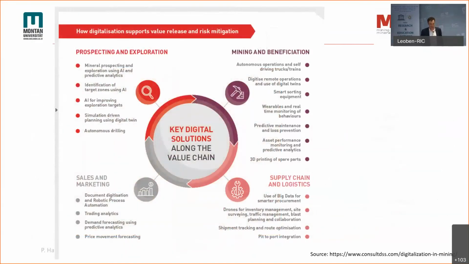This is another graph taken from literature. It's mainly showing where we can implement digital solutions along the value chain. And for us as mining engineers, I think this part here on top would be the most interesting part. It would be in mining and beneficiation, so in automation, digital and remote operations, that kind of stuff is where people can see that mining operations will be digitized in the future, leading to a successful mining operation.